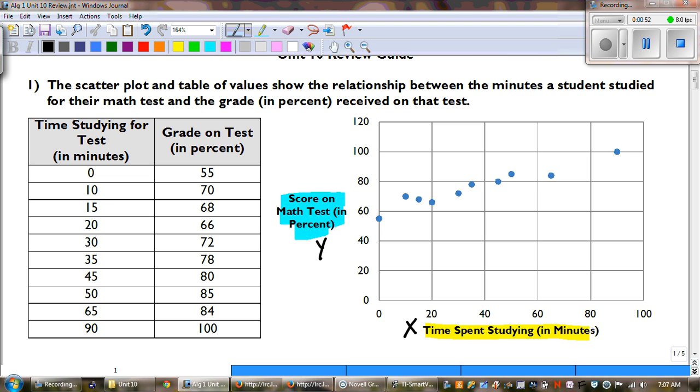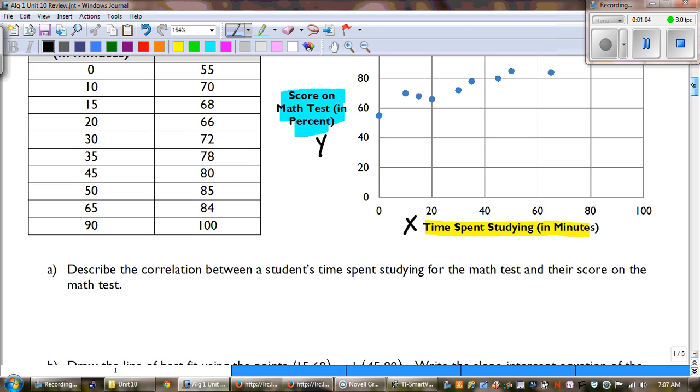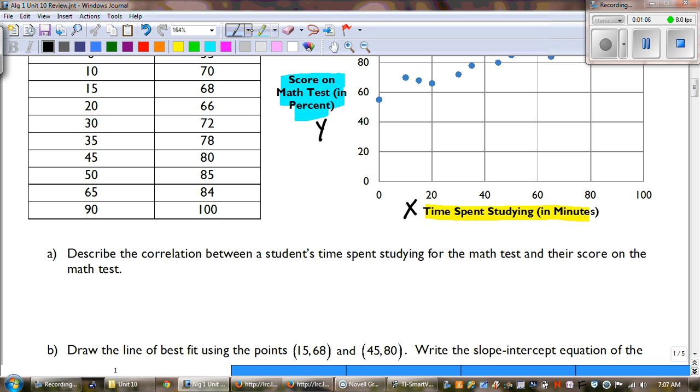Okay, so what do you feel that the general trend is? First off, is it a linear, exponential, or quadratic relationship or graph? What do you think? Well, you should be saying that this is linear. All right. Now, is it positive? Yeah. Okay. So is it moderate, strong, weak, perfect? I'd say moderate. So I'm going to say a moderate and positive relationship.